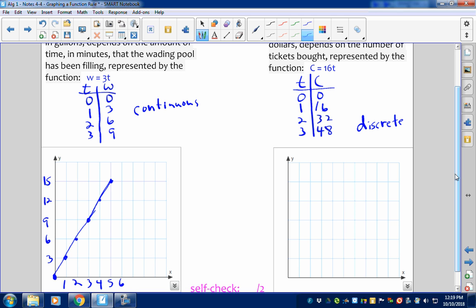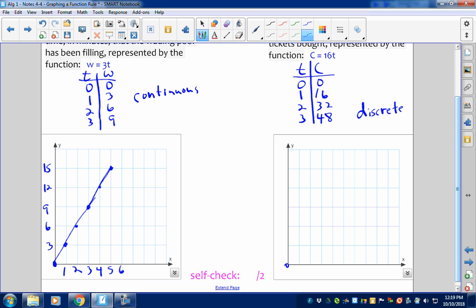So I have 0, 0 down here. We better label this. We've got 1, 2, 3, 4, 5, 6 along here. And this could go up maybe by 16, 16, 32, 48, 64. So 1, 16, 2, 32, 3, 48, 4, 64, and we'll stop there. That one's a discrete one. So continuous versus discrete, you'll be asked to tell the difference between those two.